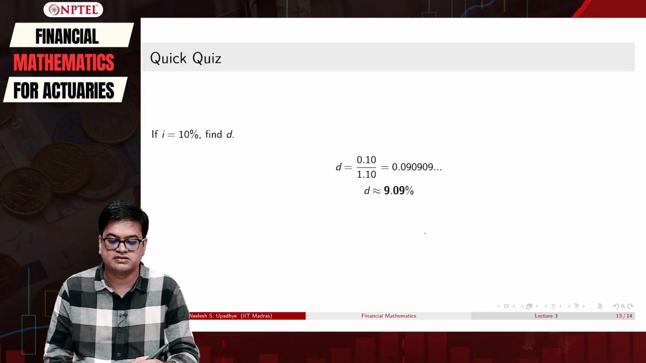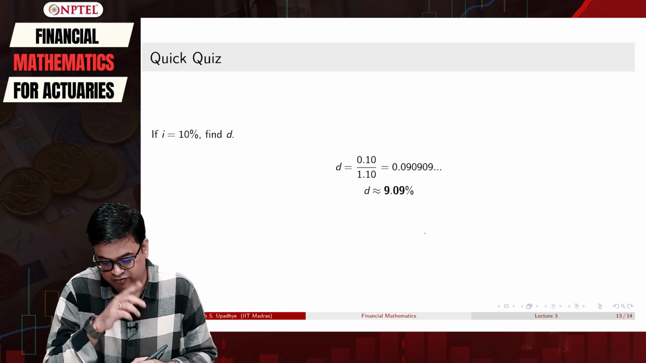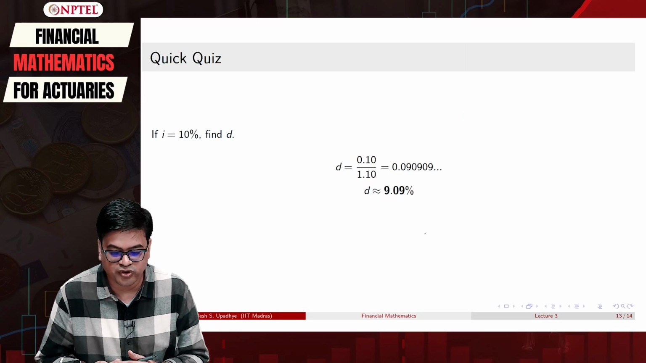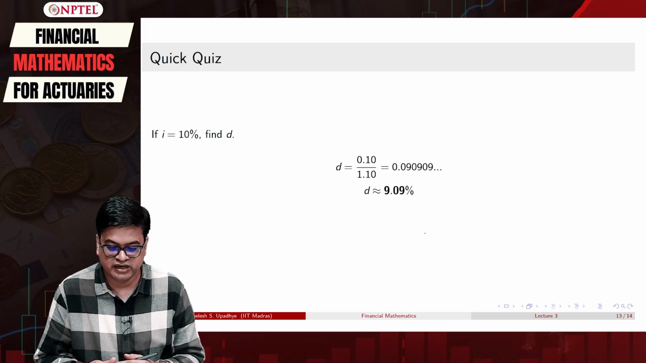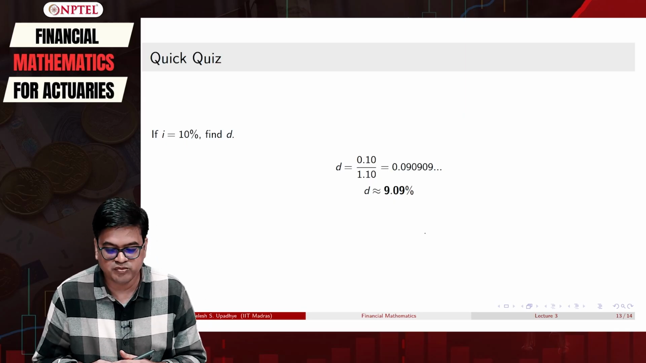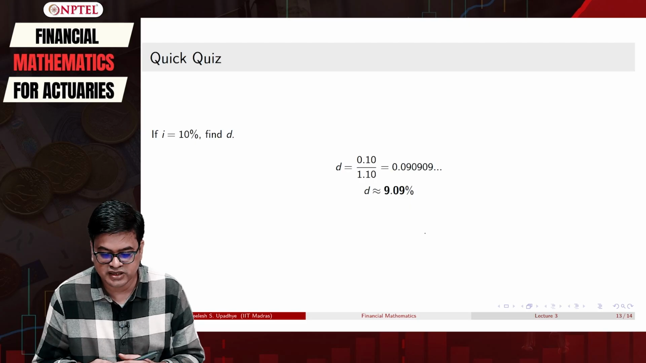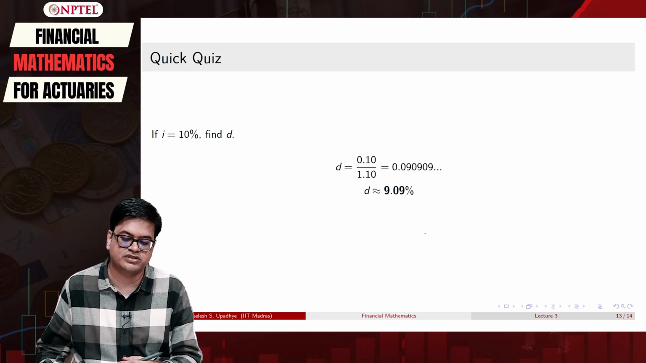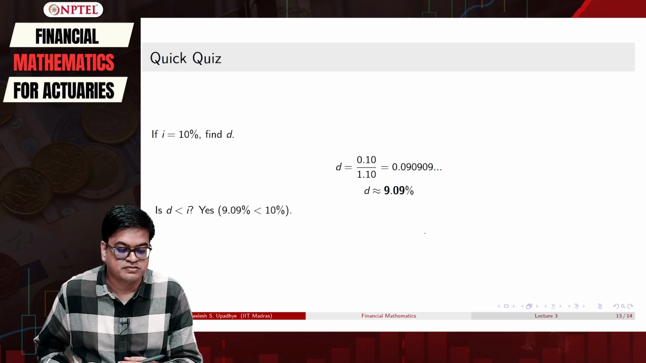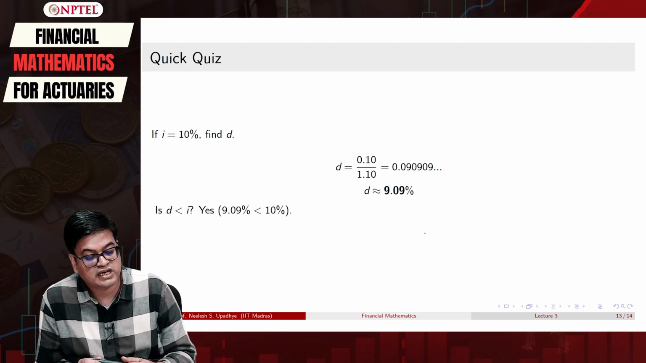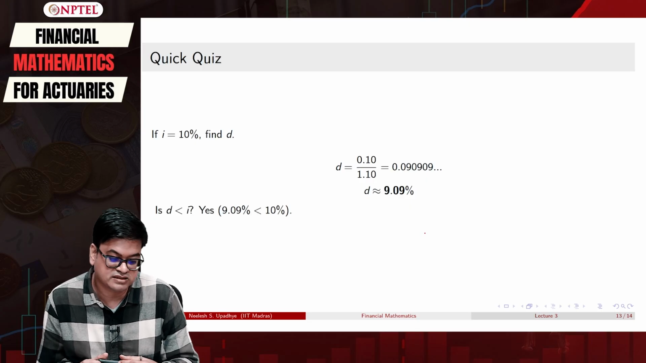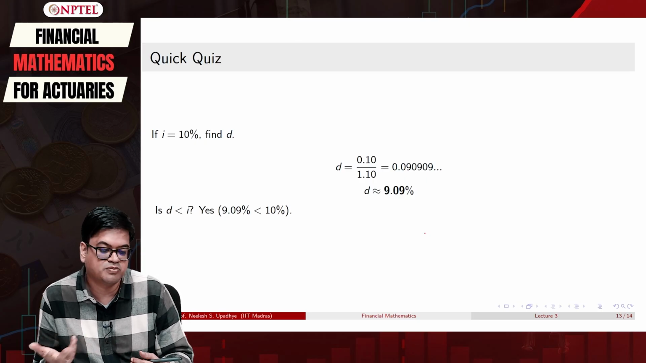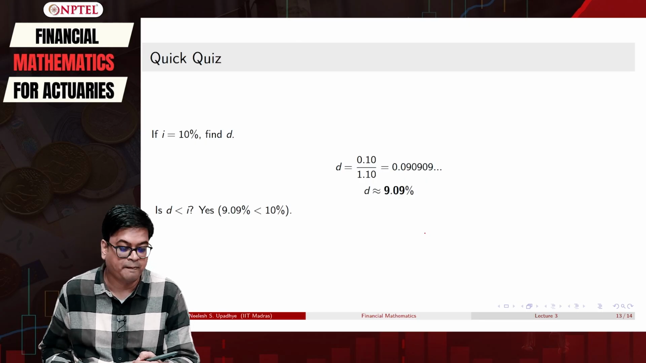So the answer is I upon 1 plus I. So since I was 10%, it will be 0.10 in the numerator, and 1 plus I will be 1.10. So together they will give me 0.0909. So 9.09%. Is D less than I? The answer is yes, D is less than I, because the initial capital is always smaller than the future capital.